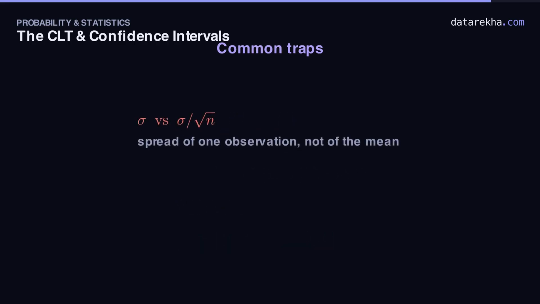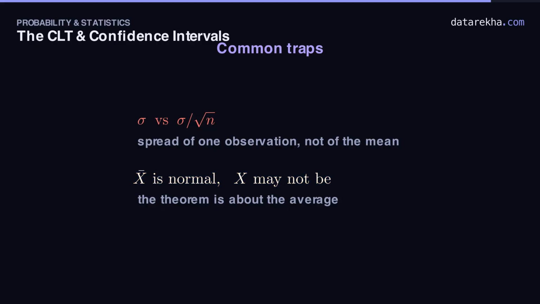Trap 1, and the most common by far. Sigma is the spread of individual observations. Sigma over root n, the standard error, is the spread of the sample mean. Forget to divide by root n and your interval comes out far too wide. Trap 2. The central limit theorem describes the distribution of the average, x bar, or the sum. It says nothing about a single observation x, which can stay as skewed or as discrete as it likes.